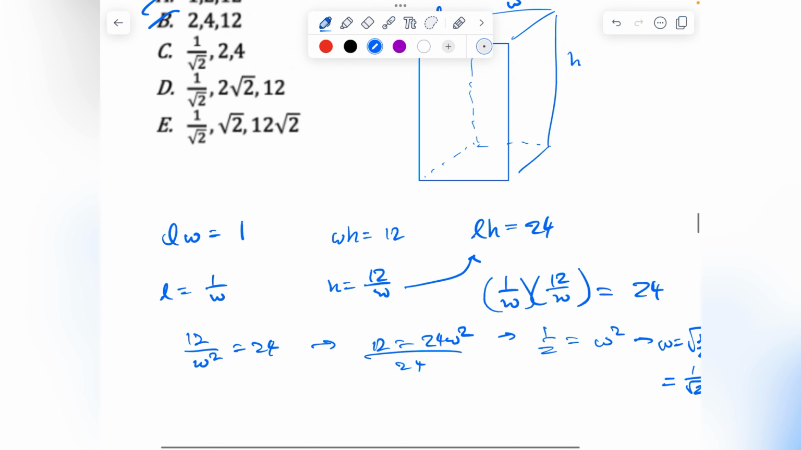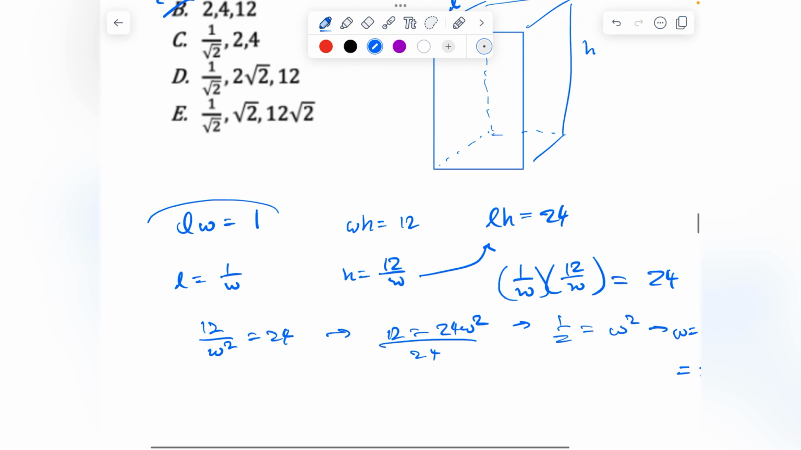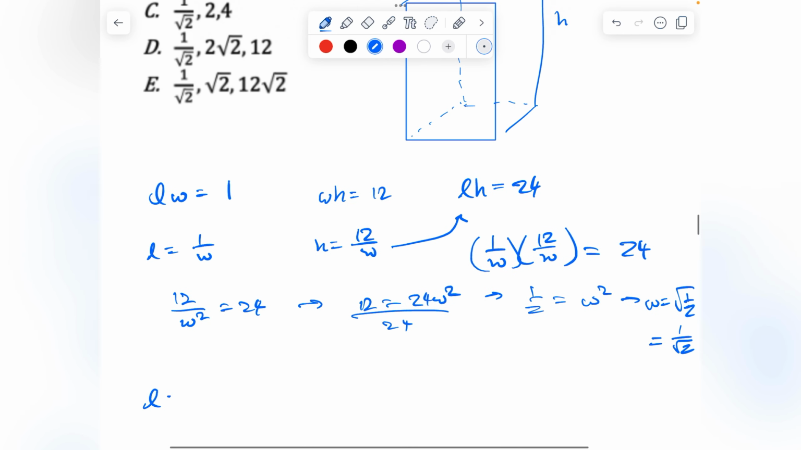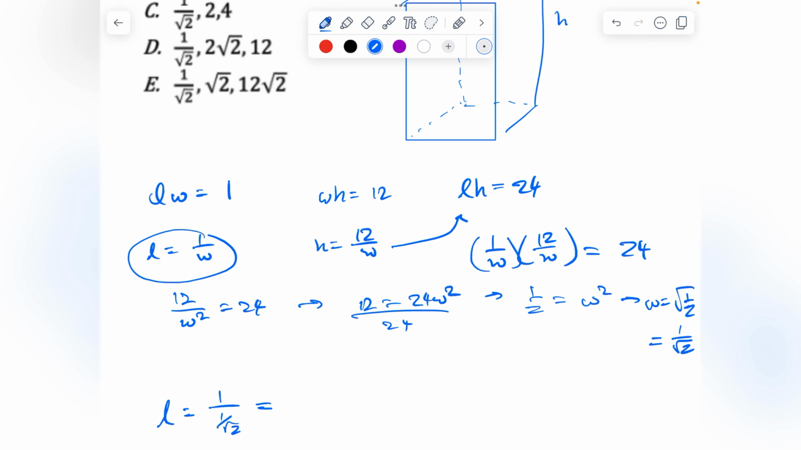Now, as far as the other side lengths, if I know W, I can just plug that into this equation and find L. So L times W, which is, L is equal to 1 over W, right? Let's just use this equation. It's easier. So L is equal to 1 over 1 divided by square root of 2, which is W, right? So if you do 1 divided by 1 over square root of 2, that's 1 over 1 times square root of 2 over 1.